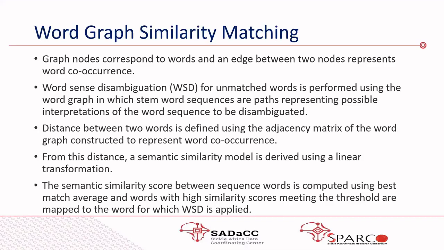The distance between two words is defined using the adjacency matrix of the word graph constructed to represent word co-occurrence. From this distance, a semantic similarity model is derived using a linear transformation. The semantic similarity score between sequence words is computed using best match average, and words with high similarity scores, meeting the threshold, are mapped to the word for which word sense disambiguation is applied.